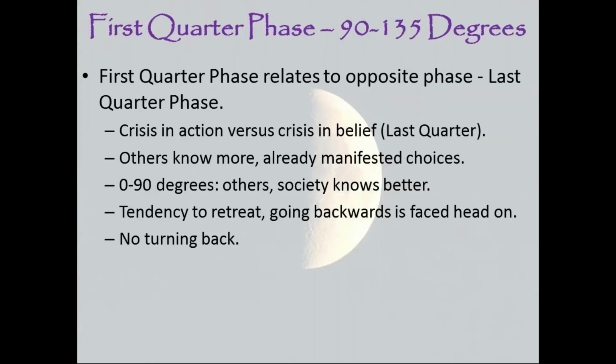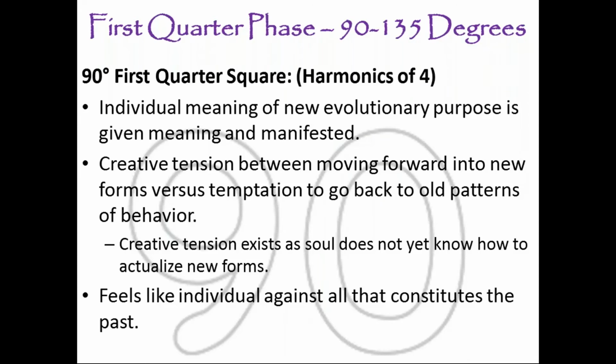And when we get to that 90 degrees and we move forward through that phase, we have to manifest. The pressure is so intense, we can't go backwards anymore. And so this is how we understand then that 90-degree aspect or first quarter square. We have to give individual meaning to whatever that new evolutionary impulse is between Mars and Pluto, and we have to work to manifest it.